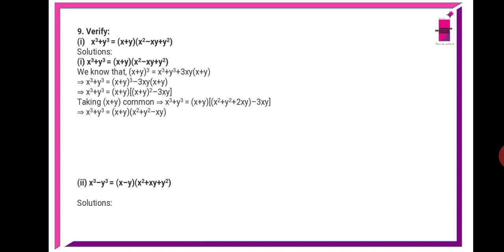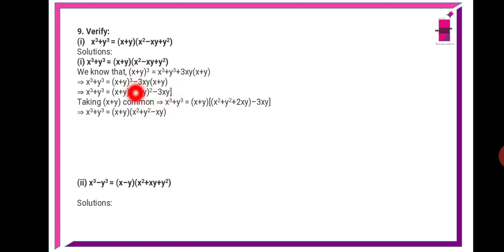You will get x cube plus y cube equals x plus y whole cube minus 3xy into x plus y. So x plus y is common in both the terms. Here in the RHS, x plus y whole cube and into x plus y. So if you take x plus y common, you will get x plus y whole square minus 3xy.